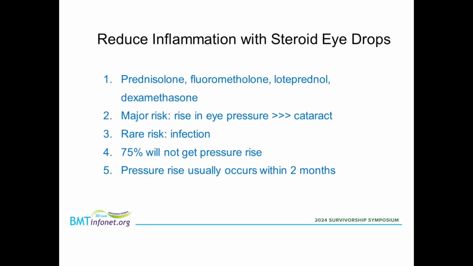All right, next step is reducing inflammation with steroid eye drops. And we hear, steroid eye drops include a number of different kinds that are available. Basically, the drug names are prednisolone, which is usually Pred Forte, fluorometholone, which is FML, loteprednol, which is Lotemax, and dexamethasone. And any of these can be effective and helpful. The advantage of dexamethasone is it's not a suspension, so you don't have to shake it up.